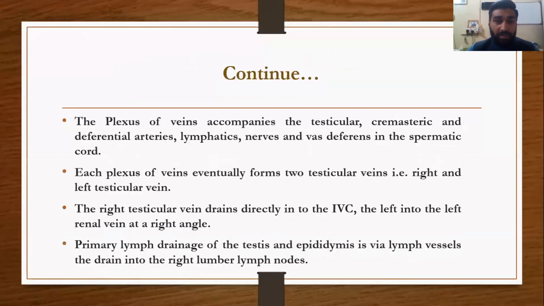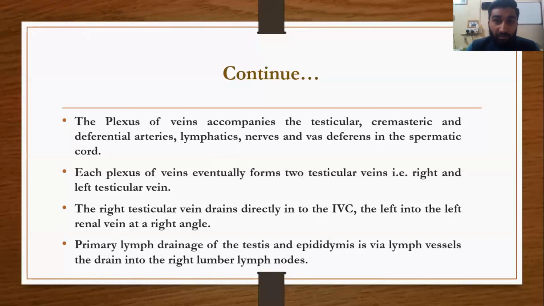So continuing the anatomy, the plexus of veins accompanies the testicular, cremasteric, and deferential arteries, lymphatics, nerves, and vas deferens in the spermatic cord. These are the contents of the spermatic cord. Each plexus of veins eventually forms two testicular veins, that is the right and left testicular vein. The right testicular vein drains directly into the IVC, whereas the left testicular vein drains into the left renal vein at a right angle.